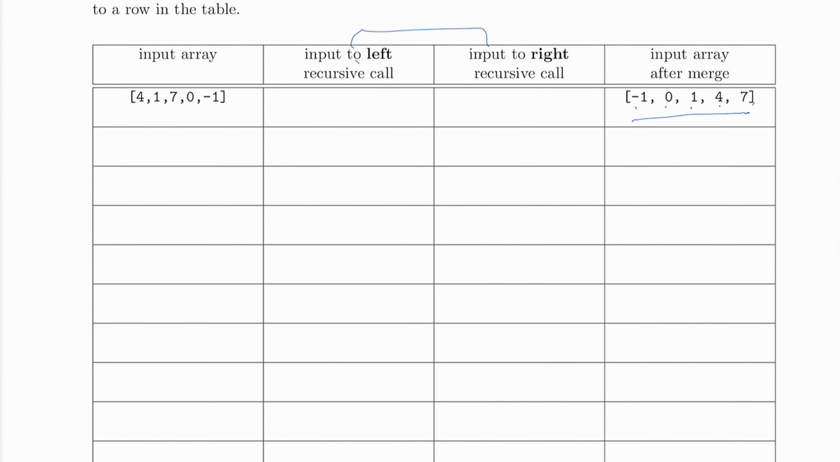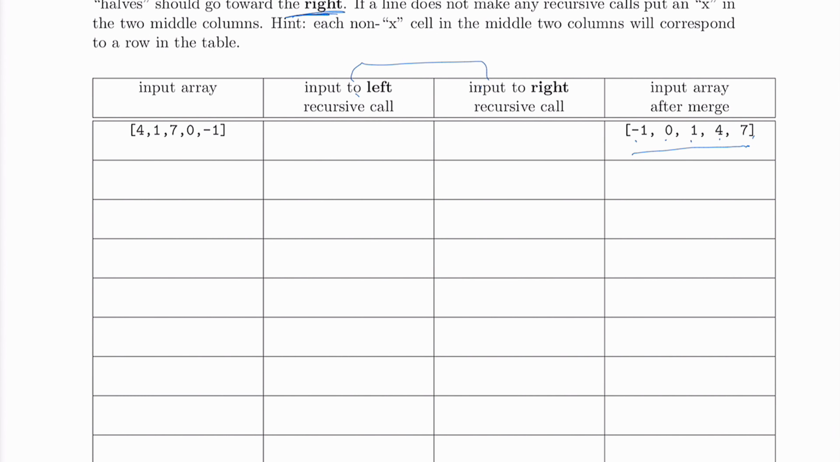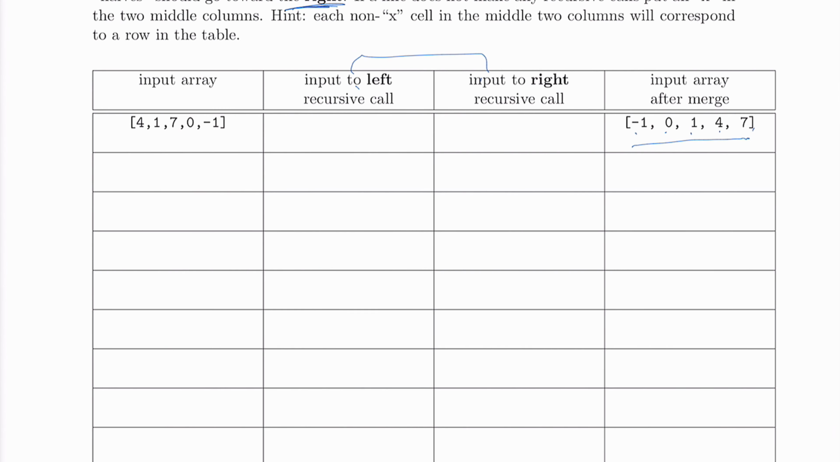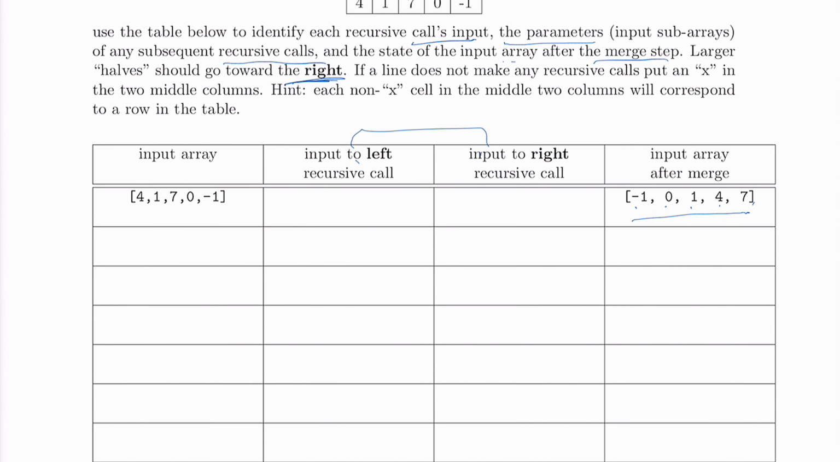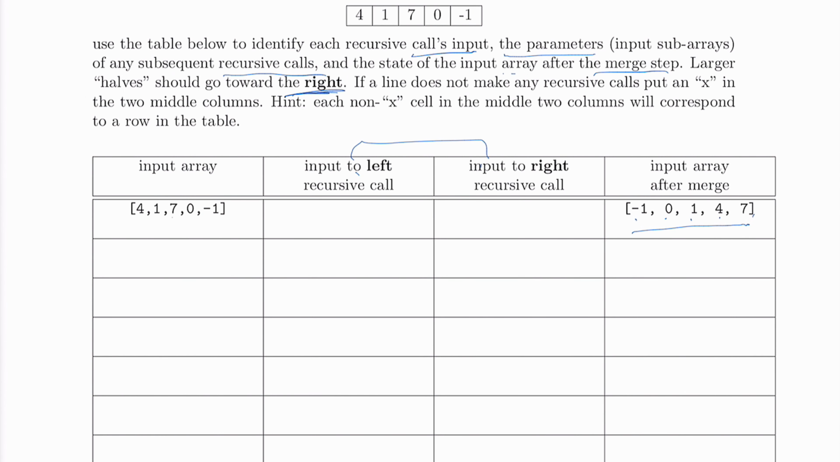So in this case, we're going to split it into a piece that's 2 and a piece that's 3, right? Because we have 5 elements. And it said here, larger halves should go to the right. So that means the set of 3 is going to go to the right, the set of 2 is going to go to the left. So the input to our left recursive call is 4, 1. And to our right recursive call is 7, 0, negative 1.